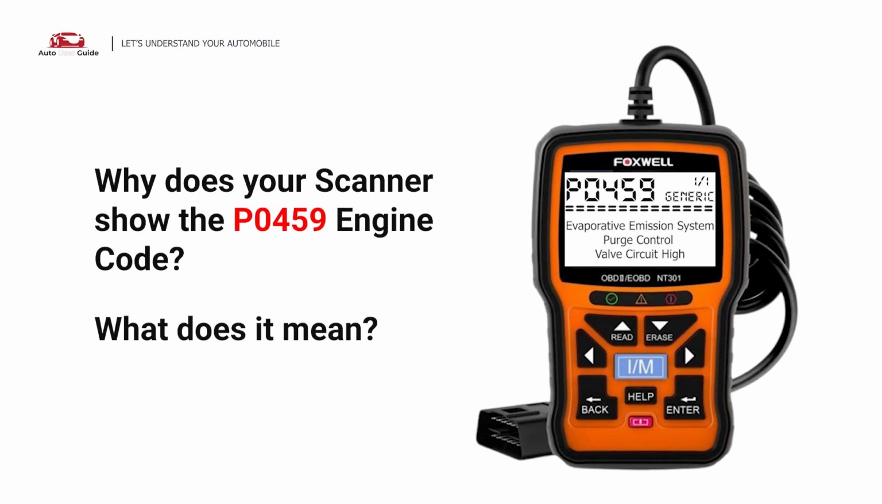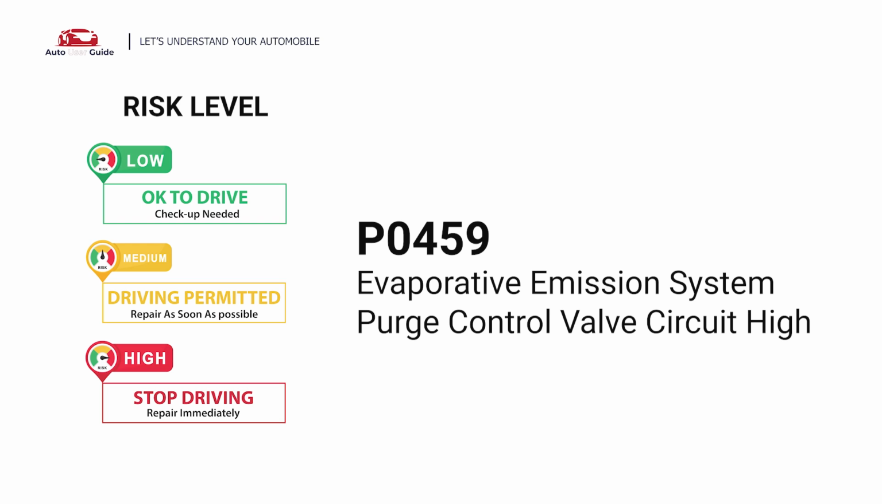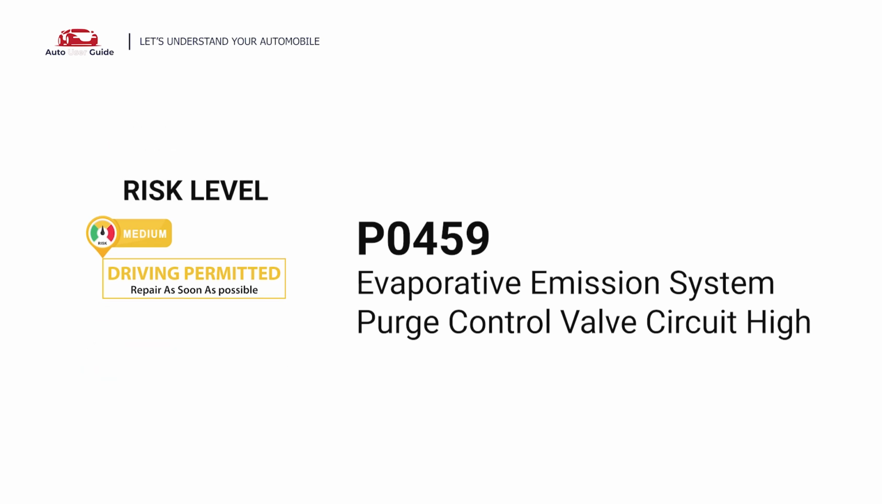Why does your scanner show the P0459 engine code? What does it mean? P0459 is a diagnostic trouble code for Evaporative Emission System purge control valve circuit high.